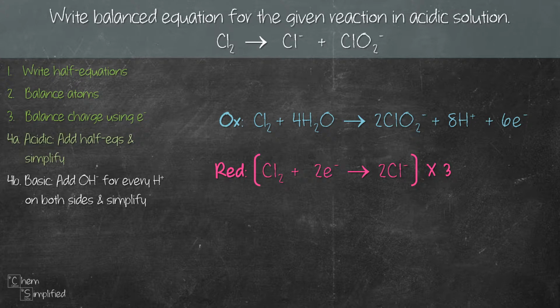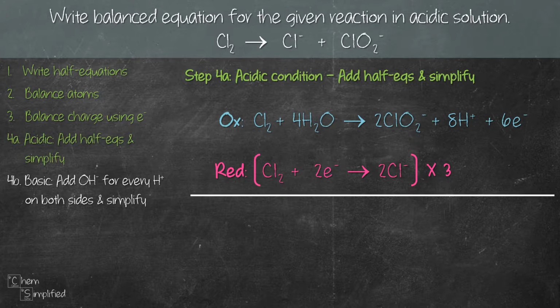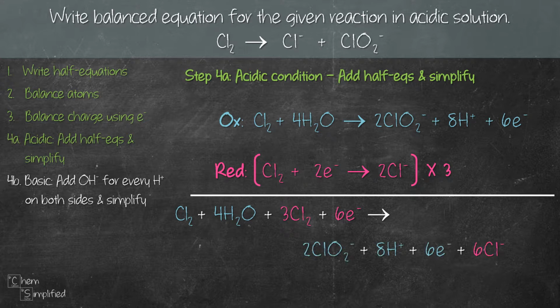Moving on, now that we've done all the hard work, let's add up both equations to give us the balanced equation in acidic condition. From oxidation, we have Cl2 and 4H2O, and from reduction, we have 3 Cl2 and 6 electron. Don't forget that 3 that we multiplied. On the right hand side, we have 2 ClO2 minus and 8H plus 6 electron and 6 Cl minus on the right hand side. Let's simplify the equation. We'll cancel out terms that appear on both sides of the equation. In this case, we have 6 electrons on both sides, so we're going to cancel them out.